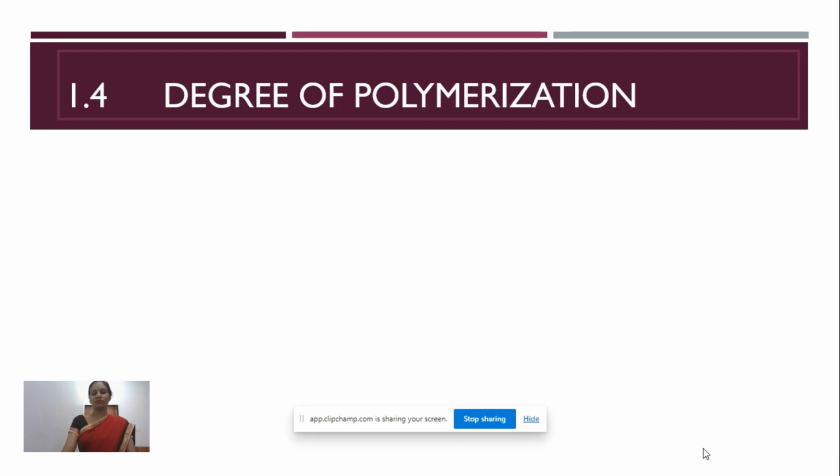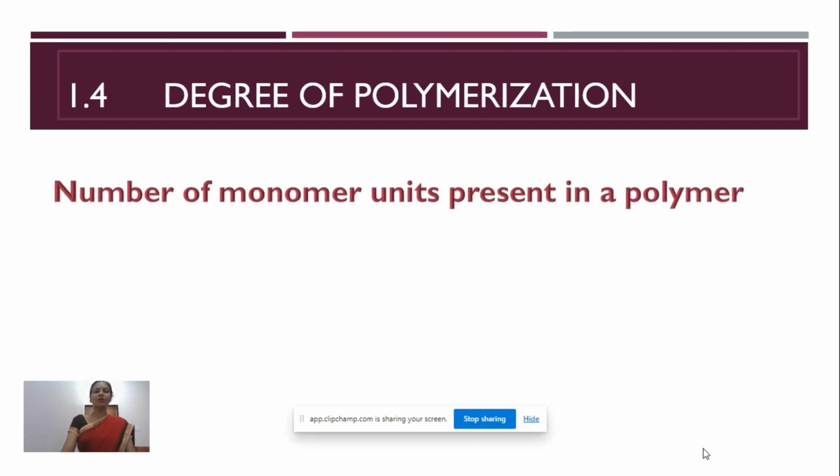Next term, degree of polymerization. Degree of polymerization is the number of monomer units present in a polymer. For example, in a polythene, one polymer chain contains 600 ethene molecules. So this number 600 is the degree of polymerization. The application of degree of polymerization is, using degree of polymerization, we can find out the molecular weight of a polymer.